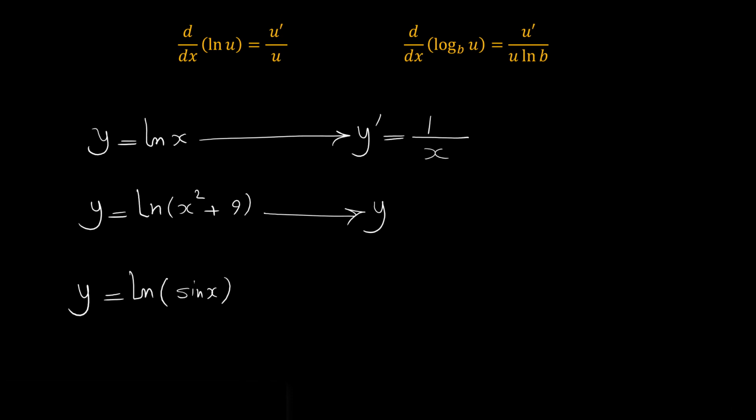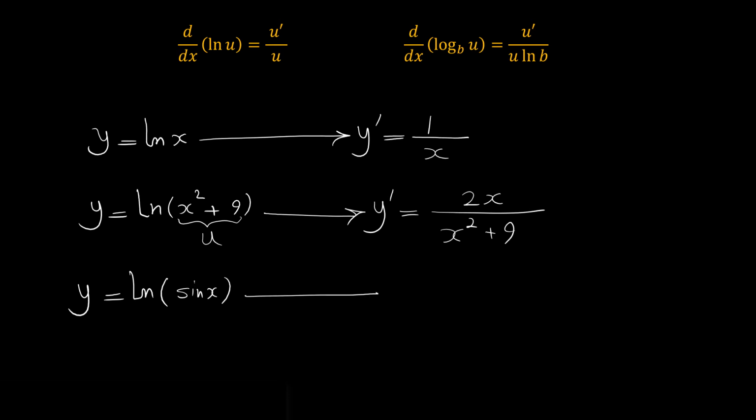In our second example, u is x squared plus 9, and based on the formula, we have to write down the expression in front of ln in the denominator. U is x squared plus 9. We write u in the denominator, x squared plus 9, and derivative of that u in the numerator. Derivative of x squared plus 9 is 2x. The reason that we put u prime, derivative of u, in the numerator is because of the chain rule. We have to take derivative of the inside function.